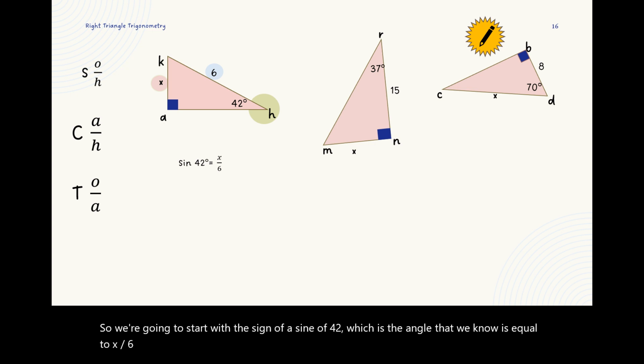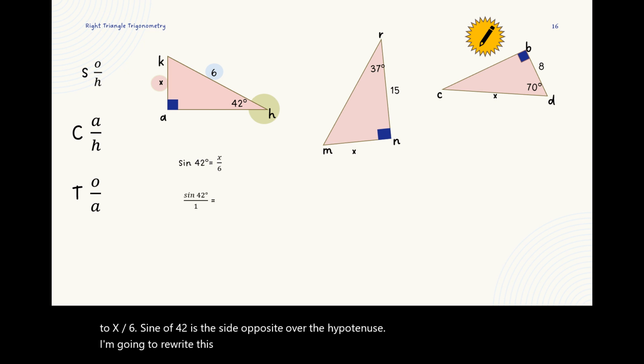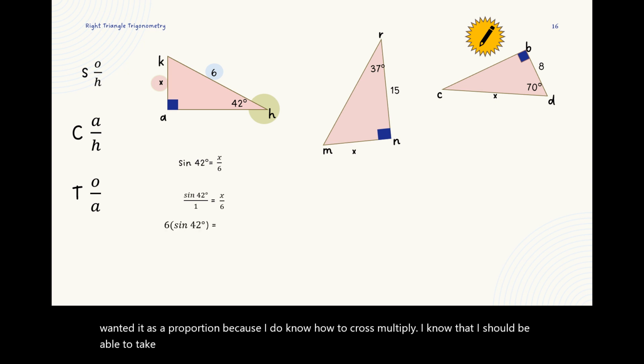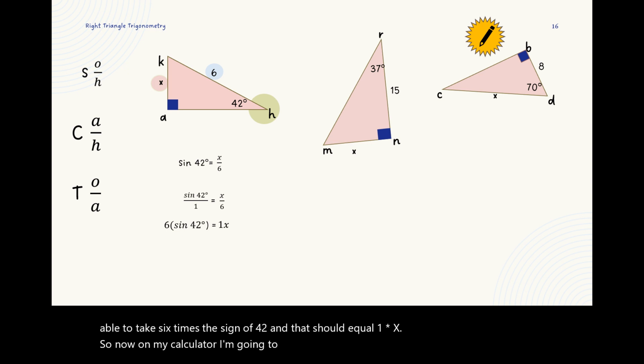Sine of 42 is the side opposite over the hypotenuse. I'm going to rewrite this as a proportion. So I'm going to use sine 42 over 1 has to equal x over 6. I wanted it as a proportion because I do know how to cross multiply. I know that I should be able to take 6 times the sine of 42, and that should equal 1 times x. So now on my calculator, I'm going to type in 6 times sine of 42.